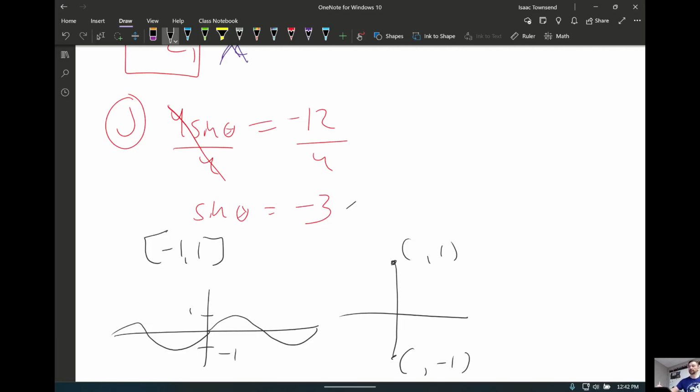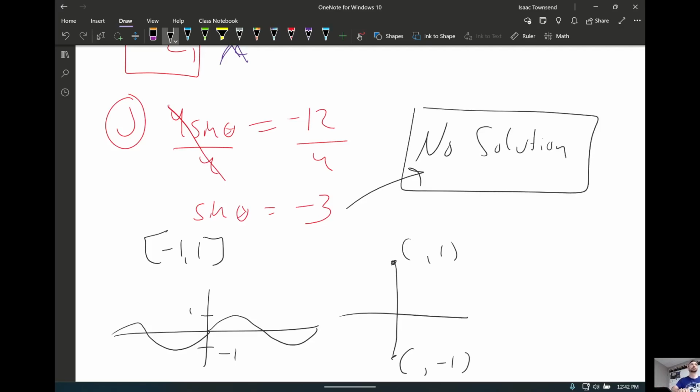Sine can never be -3. So, not possible. Based on the directions it wanted me to say no solution. There's no angle that has a sine of -3. Sine is opposite over hypotenuse, so the hypotenuse would have to be bigger than the opposite, which doesn't make sense.